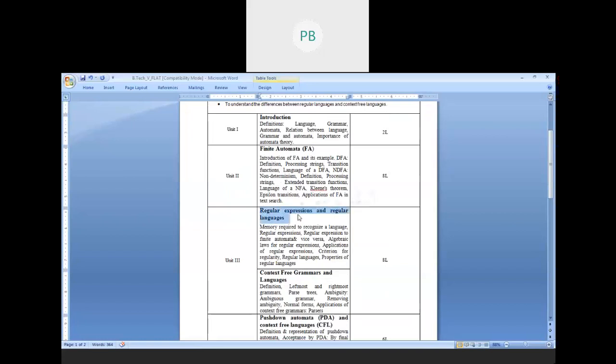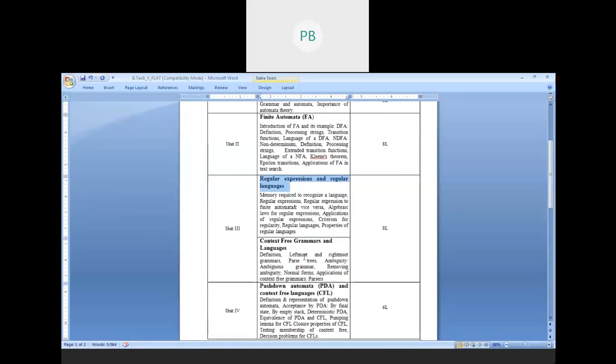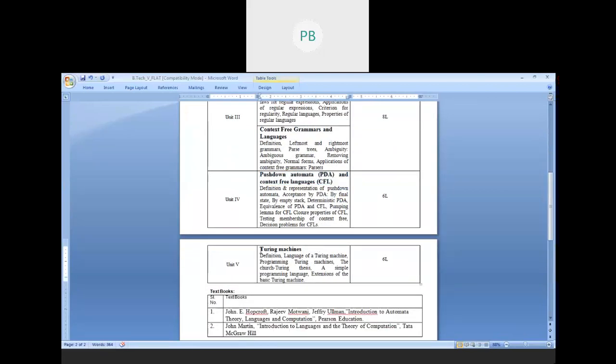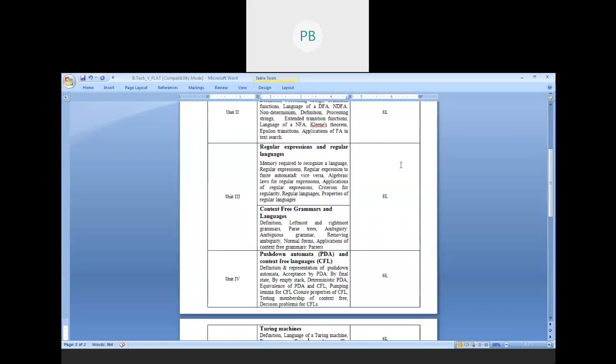Under this, we go through regular expressions, then languages, then properties of languages, etc. In the second part, we go through grammars, context-free grammars and languages. Then in unit 4 we go to pushdown automata and context-free languages, and the last unit is called Turing machines. So basically the whole syllabus is divided into 5 individual units.